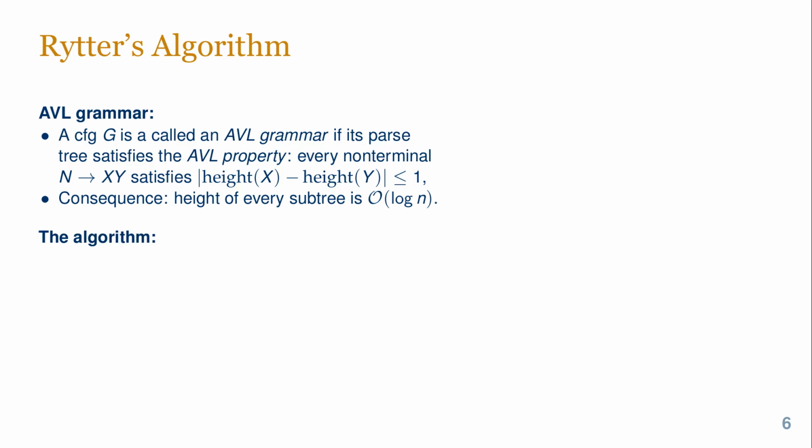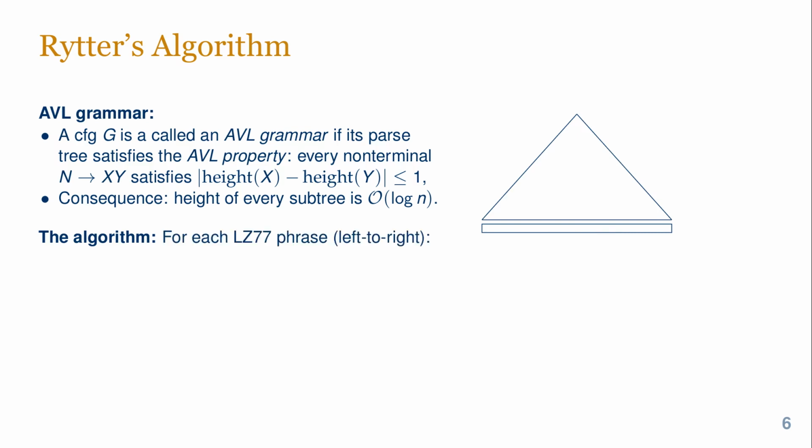The conversion algorithm works as follows. We process all phrases one by one from left to right. The algorithm maintains the invariant that after the first k phrases have been processed, it has an AVL grammar expanding to the concatenation of these k phrases. To maintain this invariant, we proceed as follows.